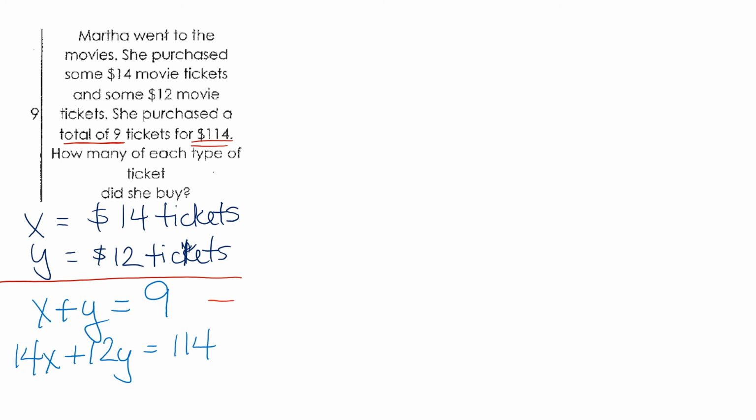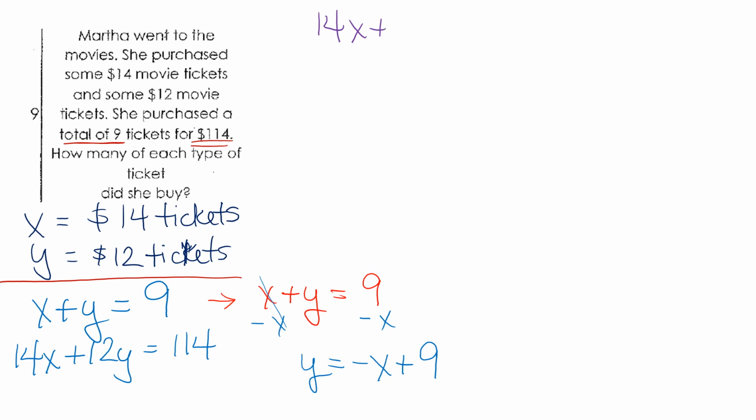Again, in order to use substitution method, we need to isolate a variable. So I'm going to isolate the y in the top equation. You can choose to do either variable. I'm going to subtract x on both sides, and that would leave me with y equals negative x plus 9 when I get ready to substitute. So in my problem, we have 14x plus 12. In place of the y, we're going to substitute in negative x plus 9 equals 114.